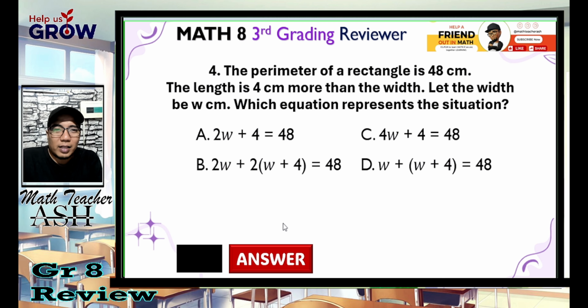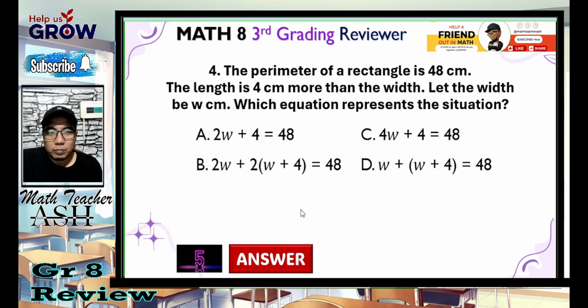The perimeter of a rectangle is 48 centimeters. The length is 4 centimeters more than the width. Let the width be W cm, or centimeters. Which equation represents the situation? Is it A, 2W plus 4 is equal to 48, B, 2W plus 2 times the quantity W plus 4 is equal to 48, C, 4W plus 4 is equal to 48, or D, W plus the quantity W plus 4 is equal to 48? I'll give you 5 seconds to think about your answer.